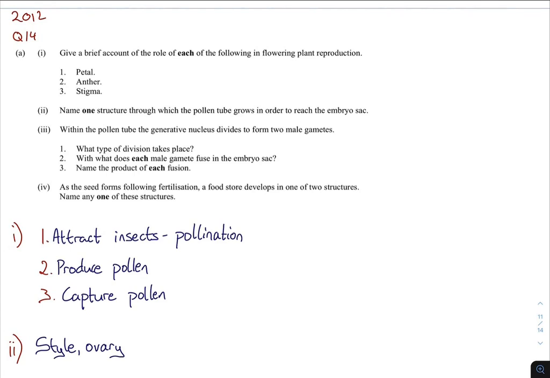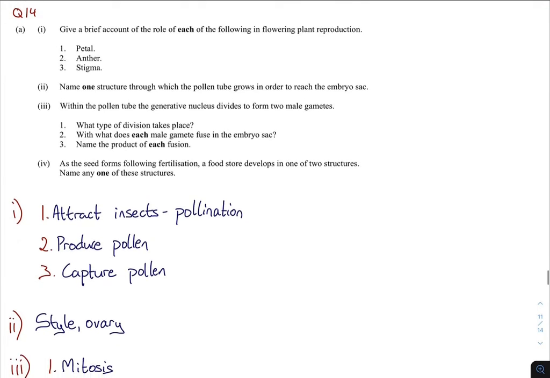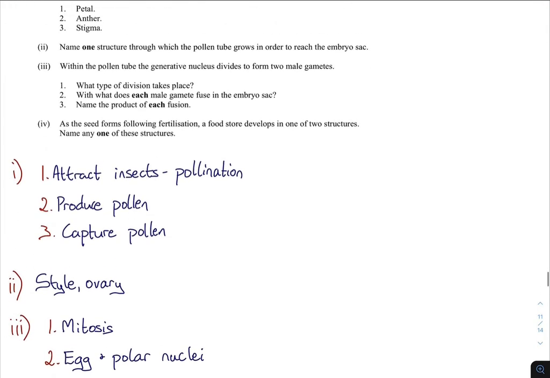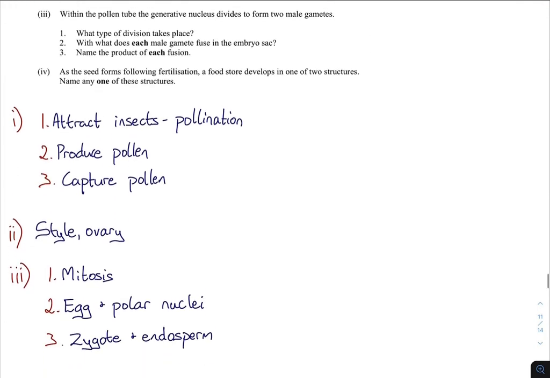Name one structure through which the pollen tube grows in order to reach the embryo sac. Well, that's the style or the ovary. Within the pollen tube, the generative nucleus divides to form 2 male gametes. What type of division takes place? Mitosis. With what does each male gamete fuse in the embryo sac? Well, we said this already, the egg and the polar nuclei, and named the product of them, the zygote and the endosperm.